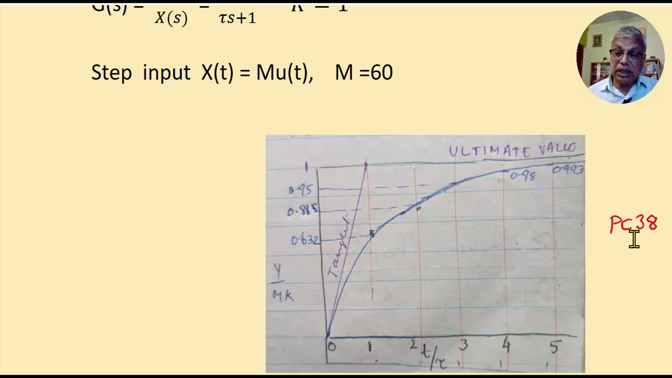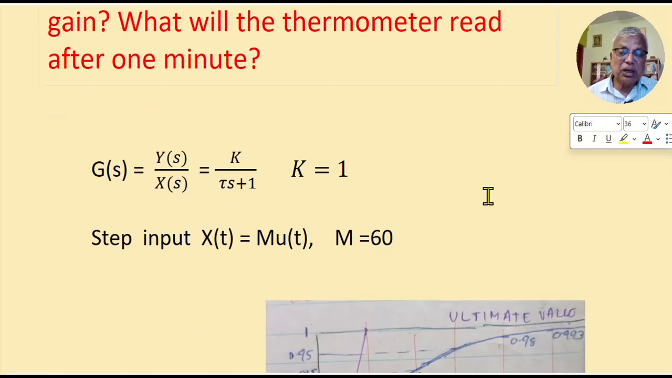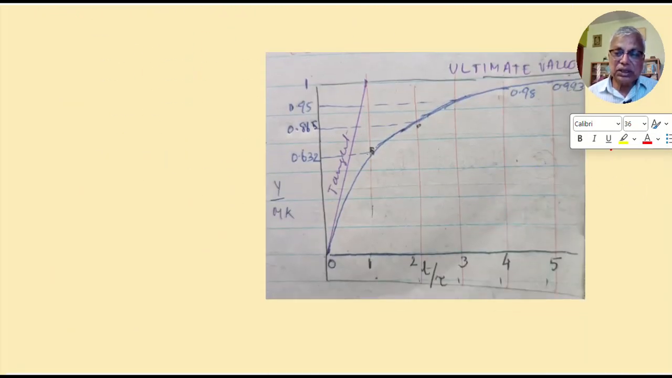That was in PC38 of my video series lecture, and this figure shows the step response. If you draw the tangent at 0, the tangent represents the initial rate of rise. So what is the slope of the tangent? As you can see from this, y by MK versus t by tau.